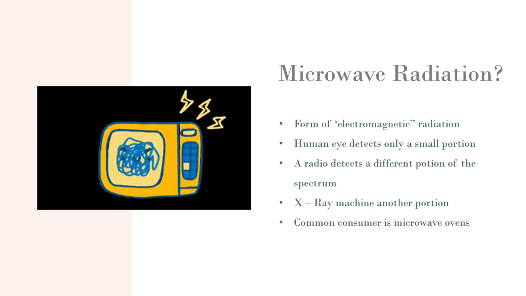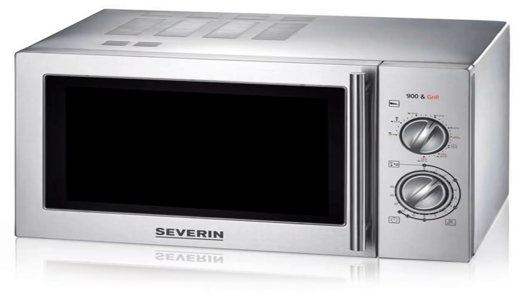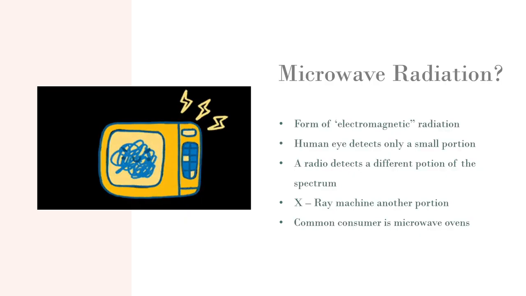The most common consumer use of microwave energy is microwave ovens. Microwaves have 3 characteristics that allow them to be used in cooking. They are reflected by metal, they pass through glass, paper, plastic and similar materials, and they are absorbed by foods.